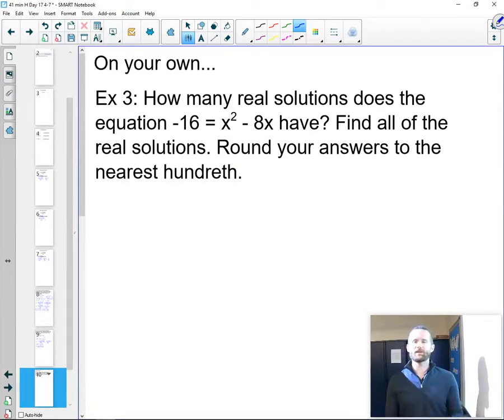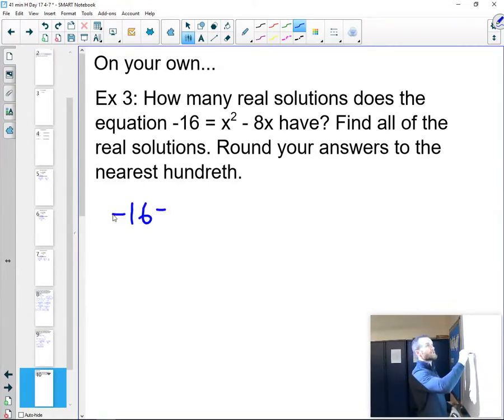Okay, here's example 3. Try this one on your own. Come back when you think you have an answer. 3, 2, 1, let's go. So how many real solutions does the equation negative 16 equals x squared minus 8x have? Find all real solutions, round your answers, and so on.